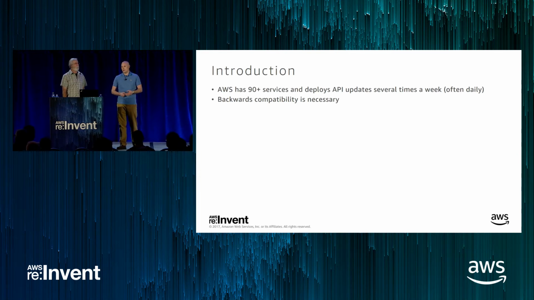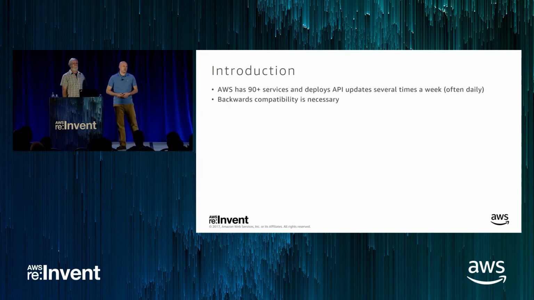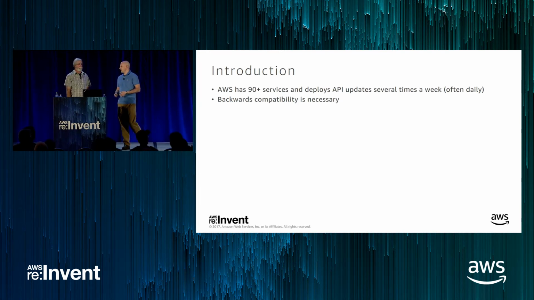AWS has, in the last decade, released 90 plus services, probably more than that after this week, and we regularly deploy several updates a week, often daily, sometimes multiple times daily, especially during reInvent. We've learned over the years that backwards compatibility is a big deal. It helps customers who are using your APIs understand that this thing is stable. One core premise of AWS is that security and privacy is number one, but very closely after that is availability and reliability. We consider backwards compatibility to be part of that reliability promise.